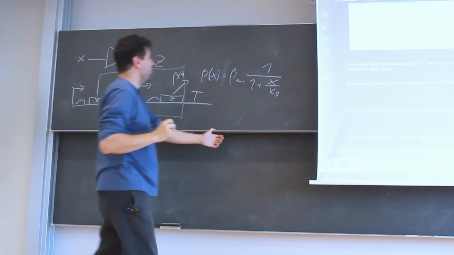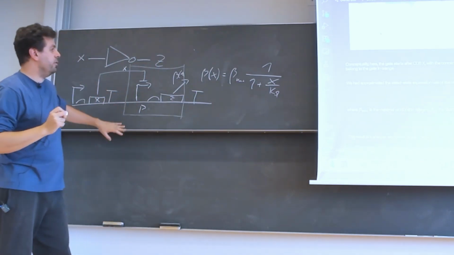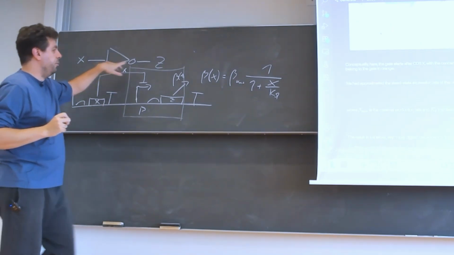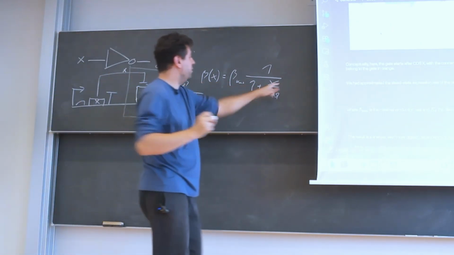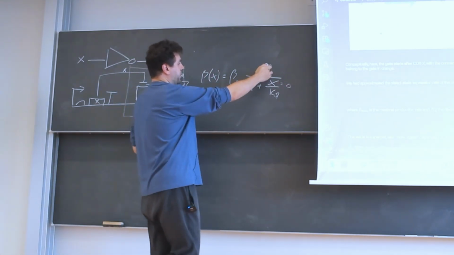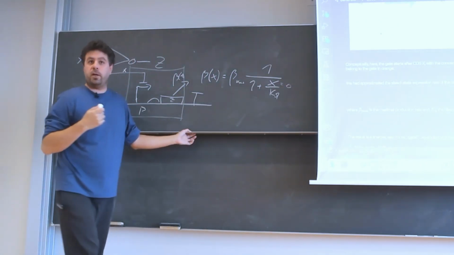And we can easily check, for example, whether this fulfills all properties of this inverter. For example, if we set x equal to 0, then we have just 1 divided by 1 and we output beta max.